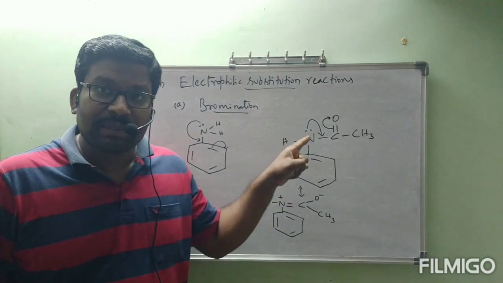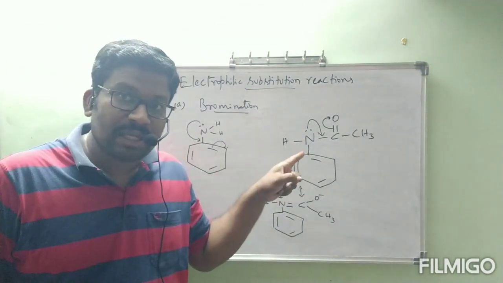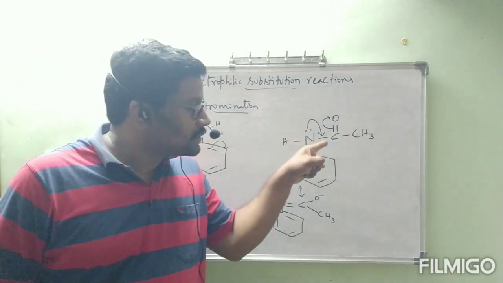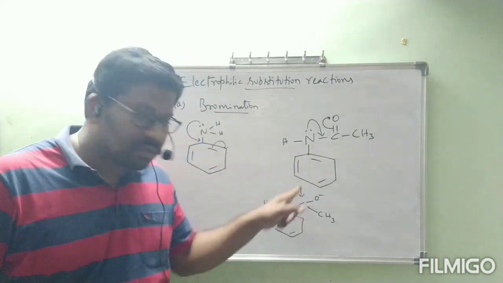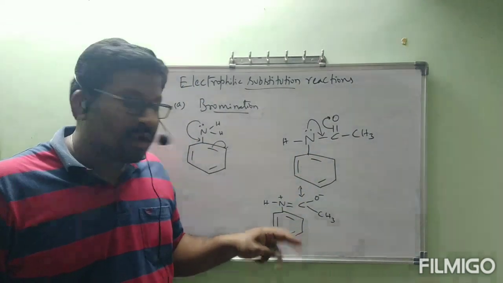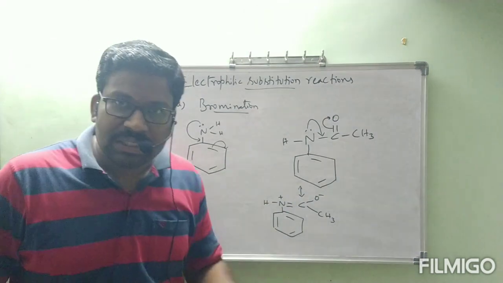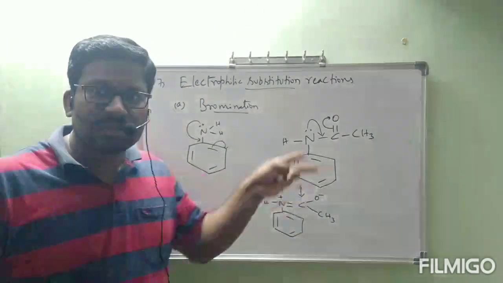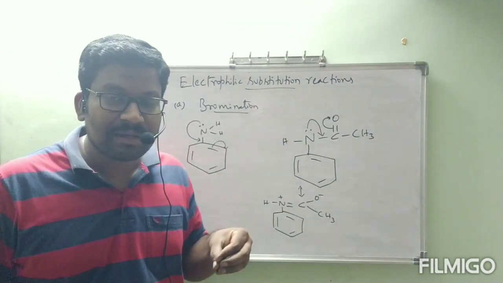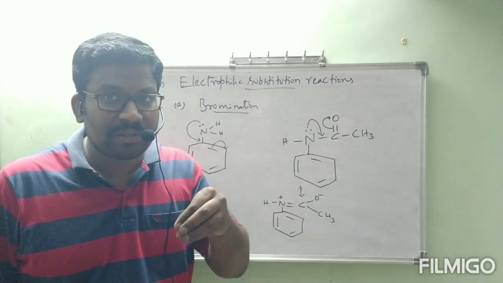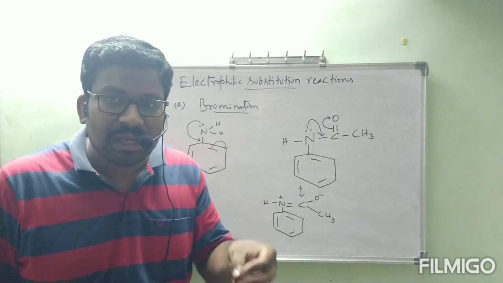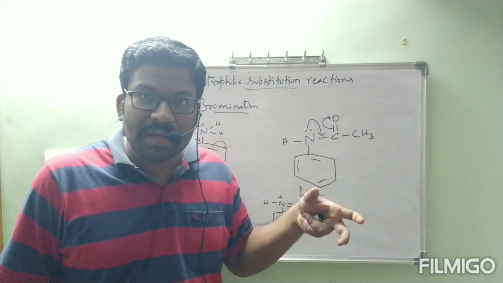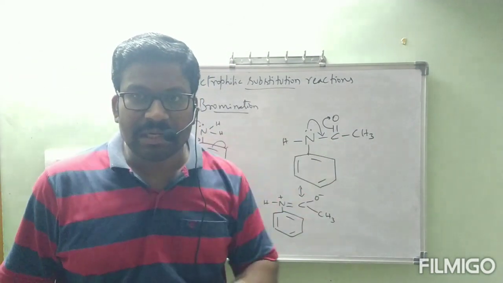This lone pair of electrons present on nitrogen is involved in the benzene ring, and like that, it is involved in the side chain also in this form of resonance structures. Like this, it will show resonance structures of benzene, and two structures like this. Because of this, the lone pair of electrons present on nitrogen will be partially involved in resonance with COCH3. That means that lone pair is not acting completely towards the benzene ring only.